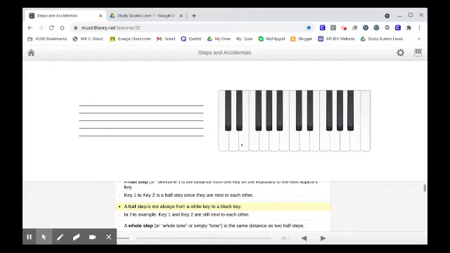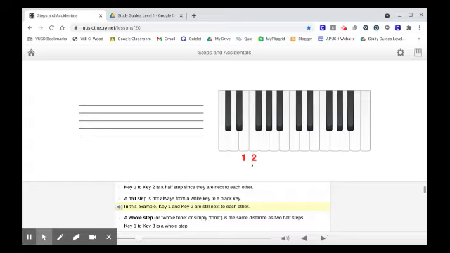But for example, over here, it could go from this white key to this white key, or from this white key to this black key, or this white key to this black key. It really doesn't matter. All that matters is it's the very next key that is adjacent to the other one, and it's just that distance. So going from this key to the very next one, that would be a half step.